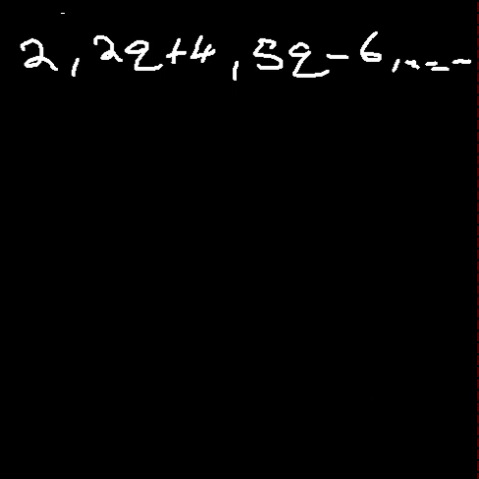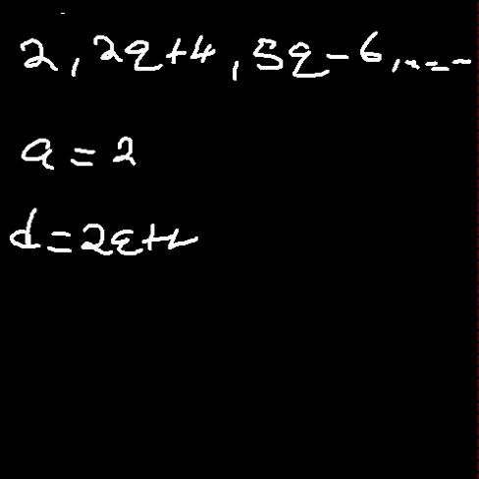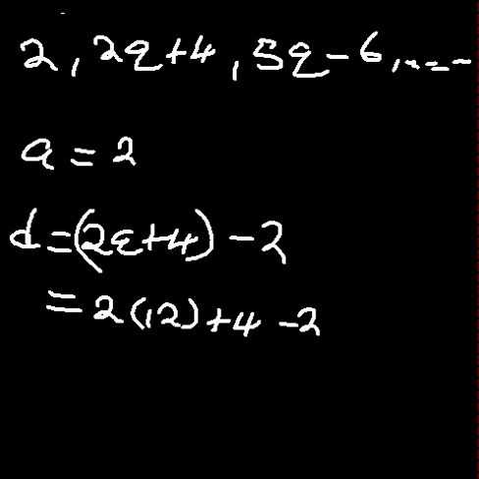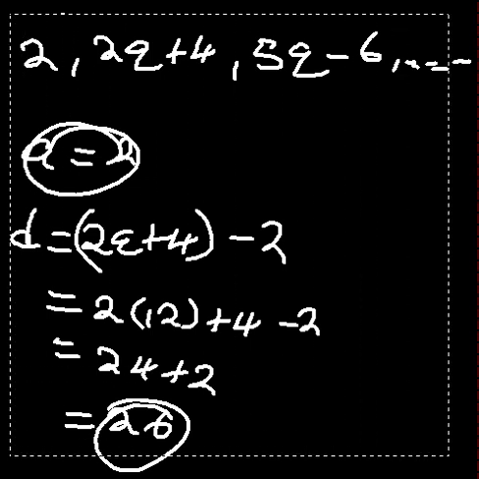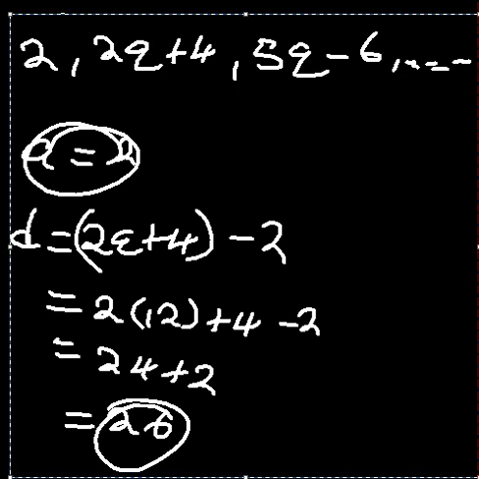So what is the first term? We know the first term is 2. What is the common difference? It has to be 2q plus 4 minus 2. What is q? We have got it as 12. So 2 times 12 plus 4 minus 2, that is 24 plus 4 minus 2, which gives 26. So this is the first term, and this is the common difference. Now you can have the nth term formula in that way. Take note of that.